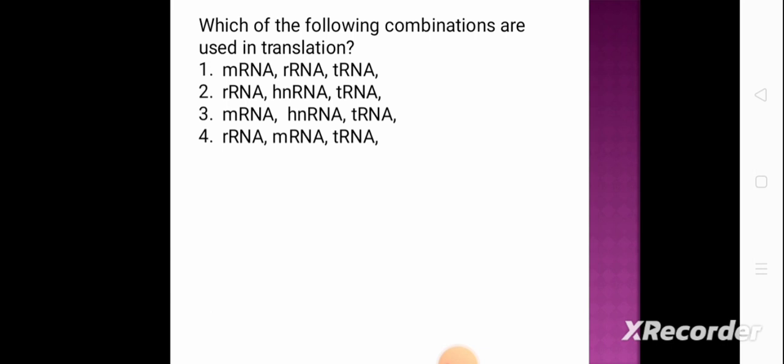Next question. Which of the following combinations are used in translation? Option 1, mRNA, rRNA, tRNA. Option 2, rRNA, hnRNA, tRNA. Option 3, mRNA, hnRNA, tRNA. Option 4, rRNA, mRNA, tRNA. And the correct answer is option 1, that is mRNA, rRNA, tRNA.